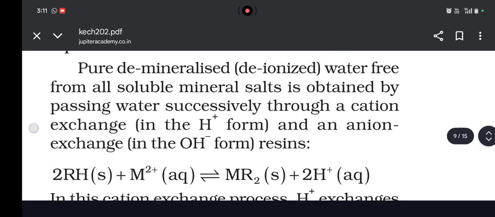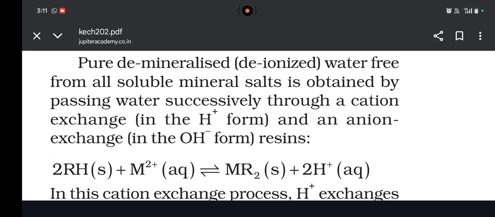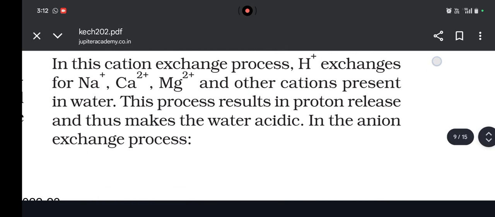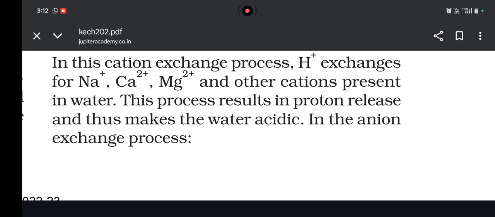Pure demineralized (deionized) water, free from all soluble mineral salts, is obtained by passing water successively through a cation exchange resin in the H positive form and an anion exchange resin in the OH negative form. In the cation exchange process, H positive exchanges for Na positive, Ca2 positive, Mg2 positive and other cations present in water. This process results in proton release and thus makes the water acidic.